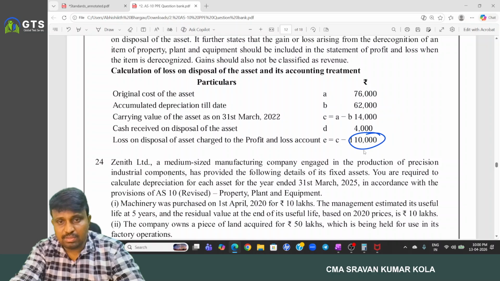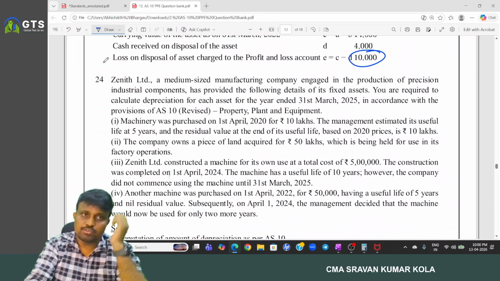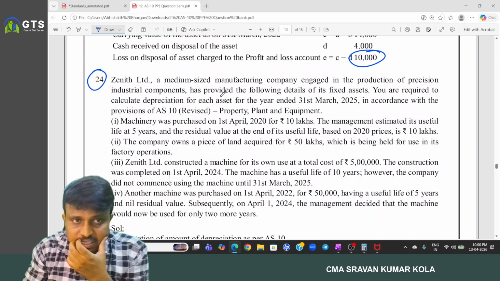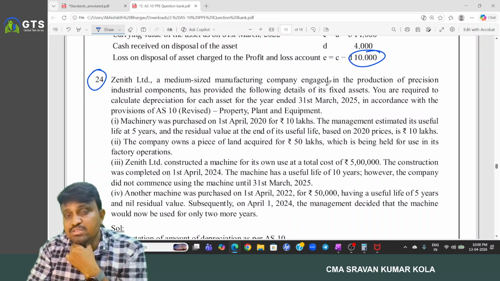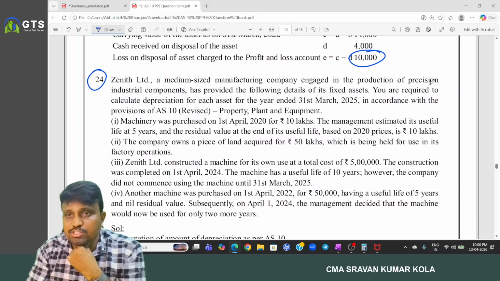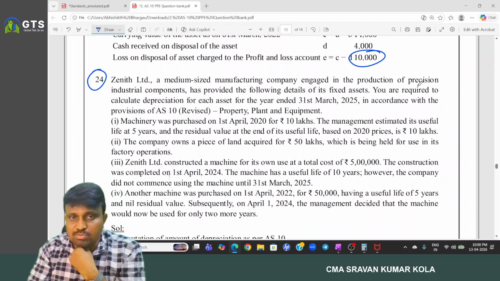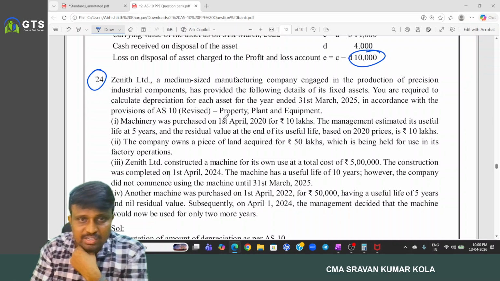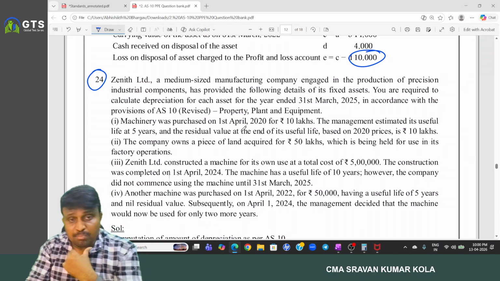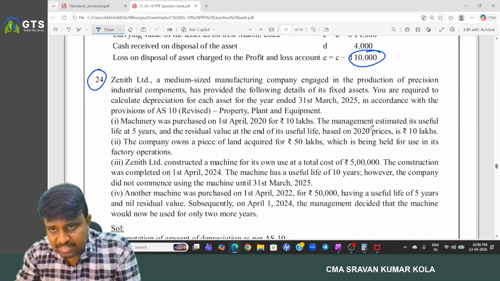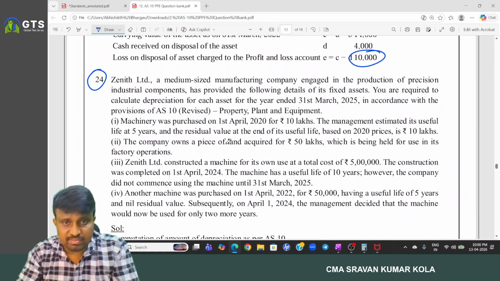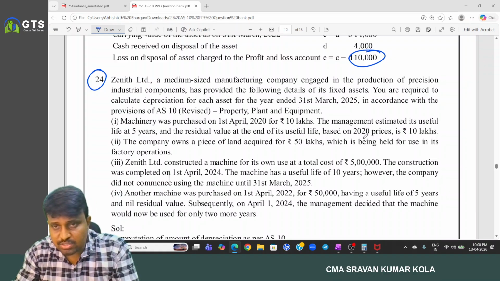Okay. Next. Coming to the 24th one. Zenith Limited is a medium-sized manufacturing company engaged in production of precious industrial components and has provided the following details. You are required to calculate depreciation in accordance with AS-10. A machine was purchased on 1st April for 10 lakh. The management estimated useful life is 5 years. Residual value based on 2020 prices is 10 lakh.